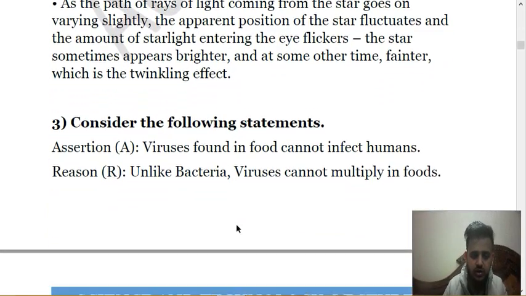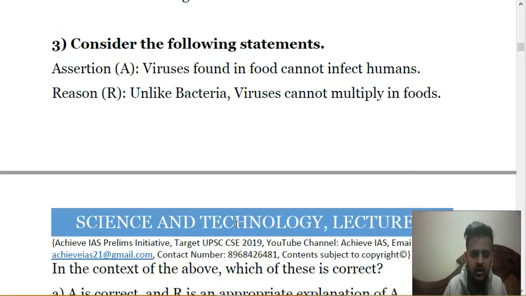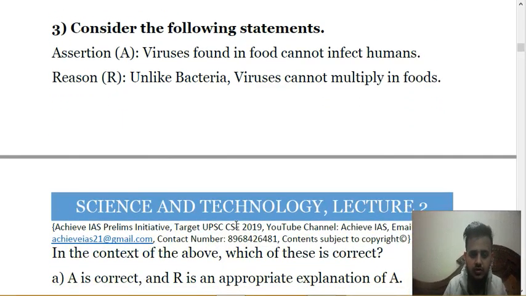So let's move on to the third question. The third question is, consider the following statements. Assertion: viruses found in food cannot infect humans. Reason: unlike bacteria, viruses cannot multiply in foods.